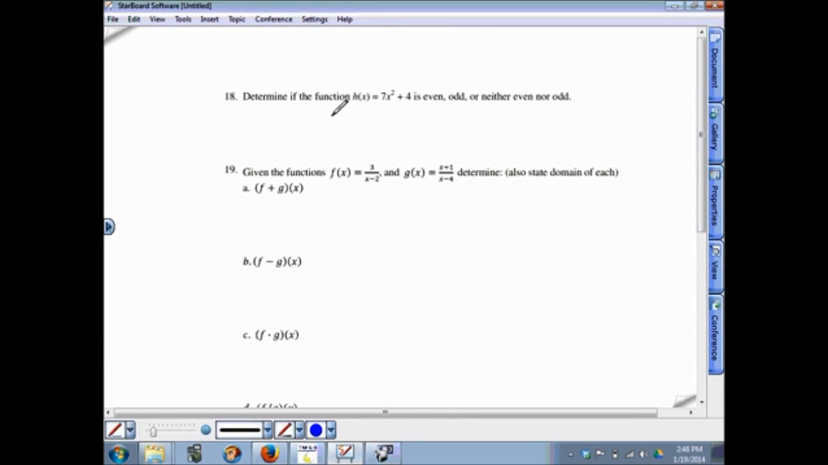Okay, question 18, it's the same thing. We have to start off by evaluating the function at negative x. So this is 7 times negative x squared, plus 4, but negative x to the 2nd power is just x to the 2nd power, so this is 7x squared plus 4, and that's exactly equal to h of x. So h of negative x is equal to h of x, which is an indication of an even function.